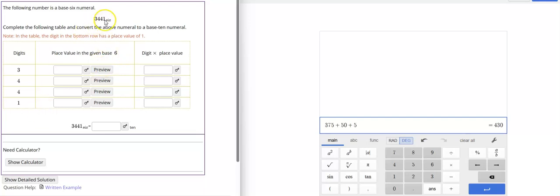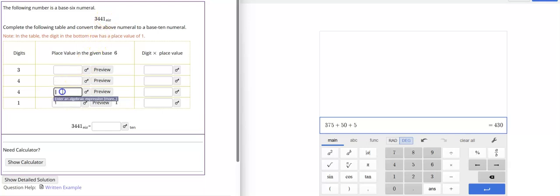Remember that the rightmost digit has the place value at the bottom here. So this digit has place value 1. In base 6, the place values are powers of 6. The first one, the rightmost, is 6 to the power 0. This is the same as 1, so you can type 1 if you like, or you can type 6 to the power 0. That's the same thing, because anything to the power 0 is 1.